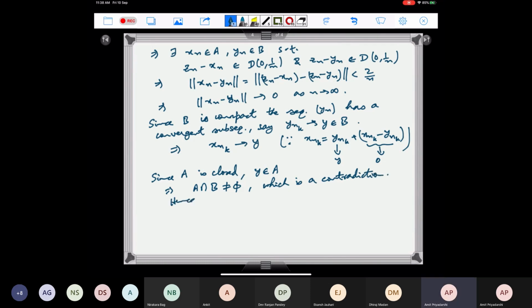So hence the claim is true. So now we got that for small enough eta, there is some eta such that these are disjoint. So let eta greater than 0 be such that A plus D0 eta and B plus D0 eta are disjoint.